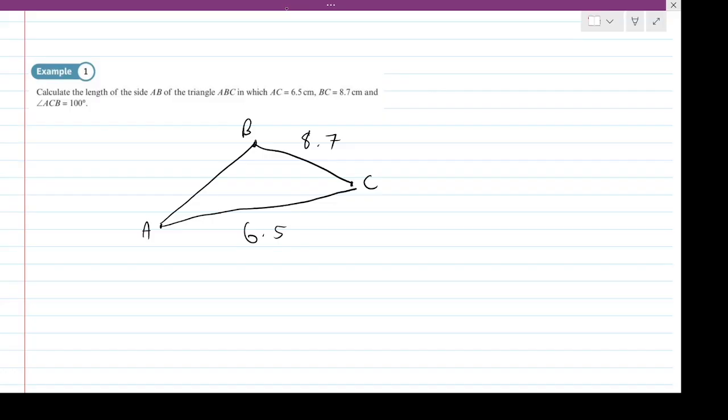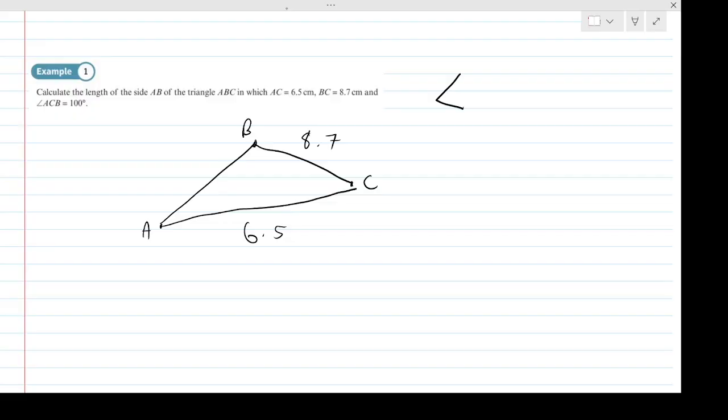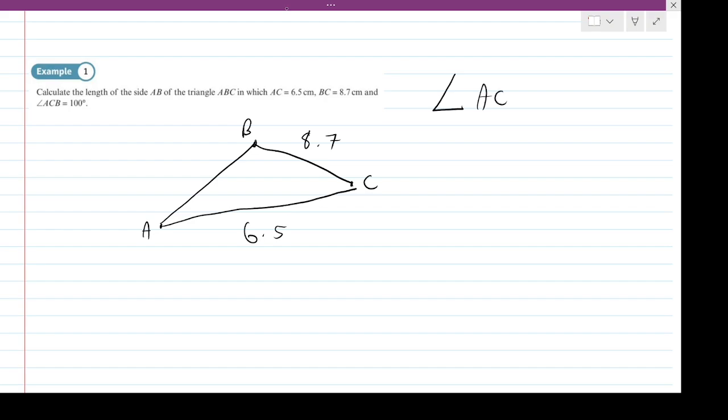We're also told the angle. Now this notation, this weird symbol, almost like a pointy nose, in ACB, is telling you this symbol means angle. I'll say that here: angle, and an angle ACB. Now we label angles with 3 letters.